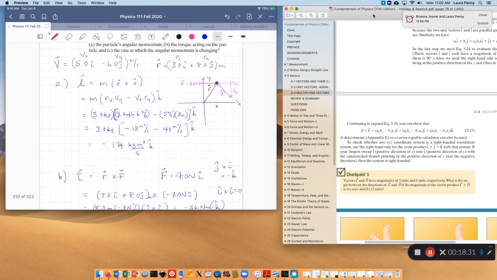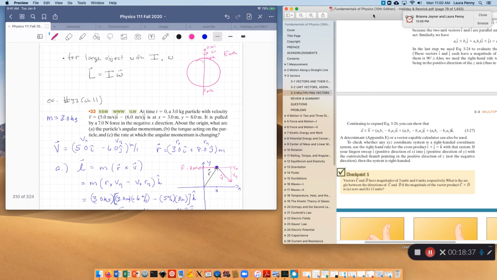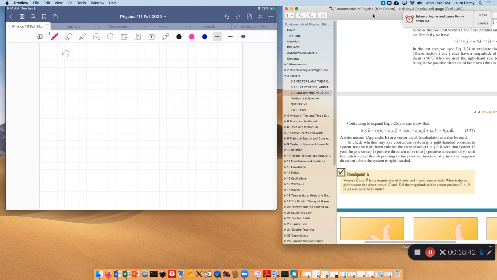All right, the last part, part C, and I'm going to have to add another page here. So part C, before we go to it, is the rate at which angular momentum is changing. So part C, rate of angular momentum change. Well, that's dL/dt, right? That's the rate at which the angular momentum is changing. Well, the rate at which angular momentum is changing is the net torque. So this is just the same number.